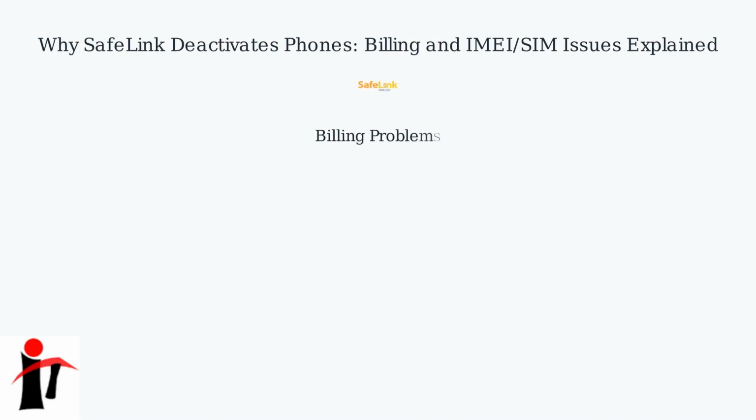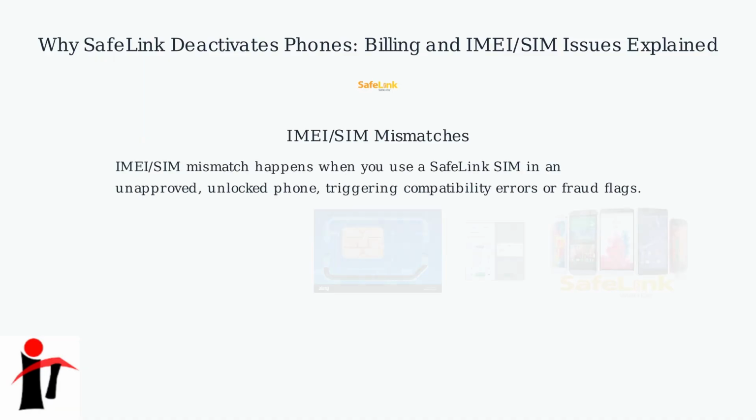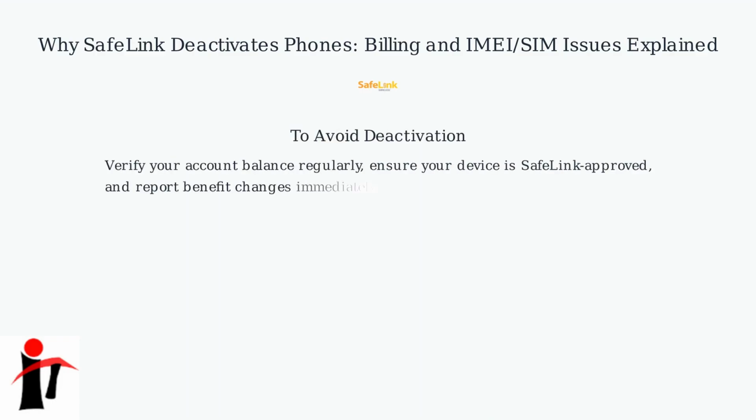SafeLink deactivates phones primarily due to billing problems. These arise from missed or failed monthly recharges, often linked to changes in government benefits like SNAP or SSI. Deactivation occurs after a short grace period. IMEI SIM mismatch happens when you use a SafeLink SIM in an unapproved, unlocked phone, triggering compatibility errors or fraud flags. Both issues are designed to prevent abuse but can cause frustration.